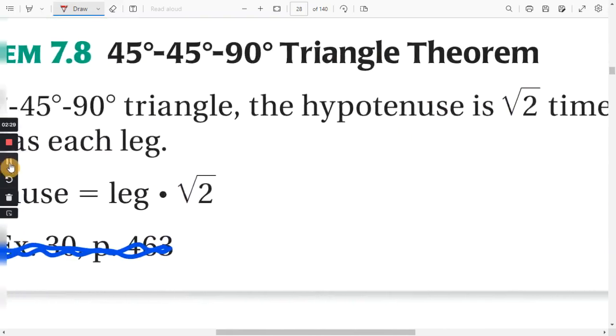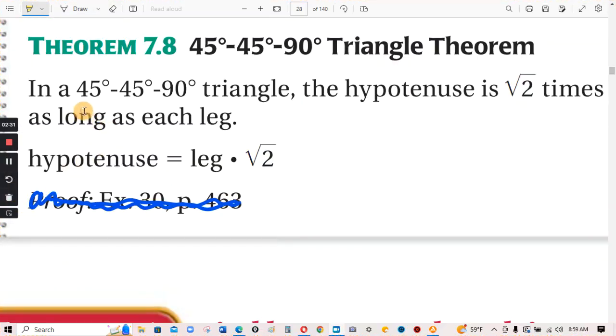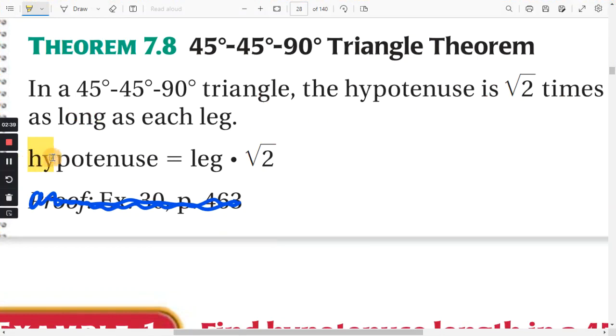Excuse this interruption. If you recall, for the 45, 45, 90 triangle, the hypotenuse is radical 2 times as long as each leg. So you need this formula: hypotenuse equals leg times radical 2. That is for the 45, 45, 90 triangle.